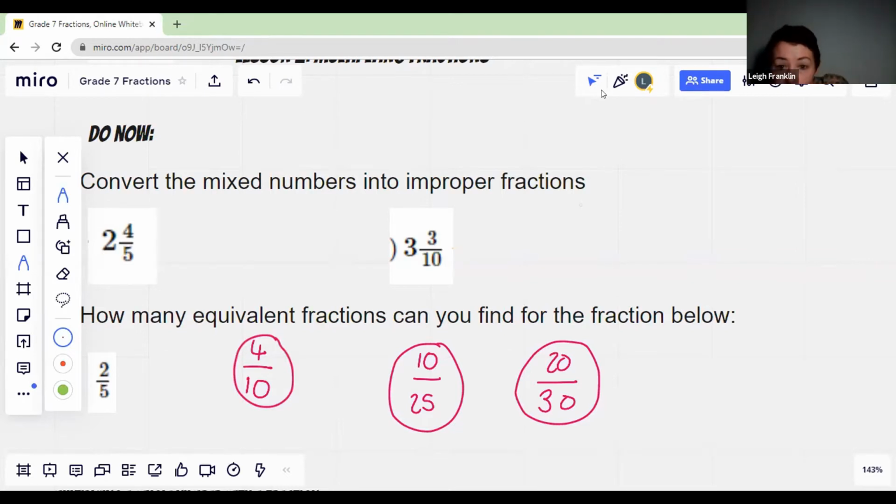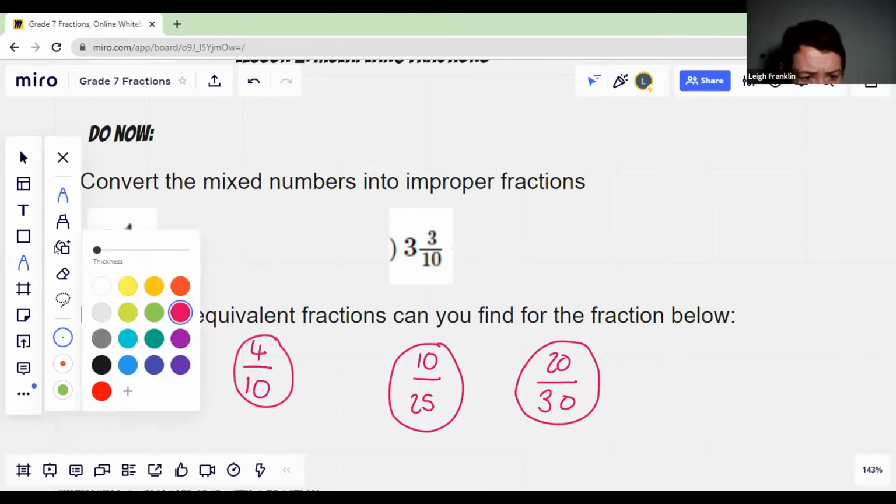Apollo says I got 14 over 5. You got 14 over 5. I agree with you. That's what I would have got as well. Okay, so Mapalo, you said 28. How did you get 28, Mapalo?